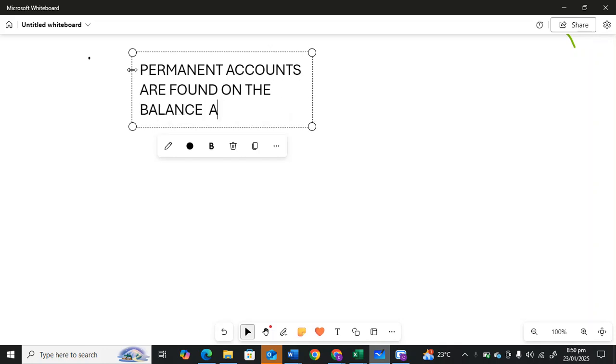Anything that is an asset, contra asset, anything that's a liability or a contra liability, and anything that is capital or contra capital, that is a permanent account. So this is how we close a permanent account.